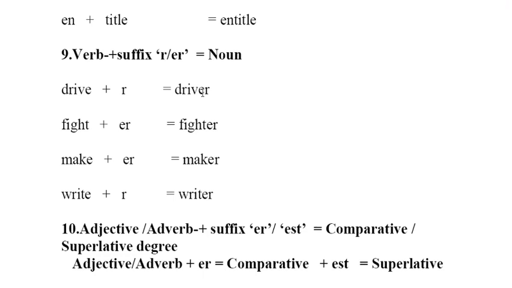Number 9 says verb plus suffix r or er and it becomes a noun. Drive plus r, driver. Fight plus er, fighter. Make plus r, maker. Write plus r, writer. So r or er suffix is added with a verb and it becomes a noun.